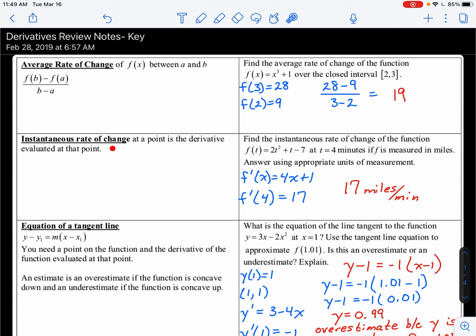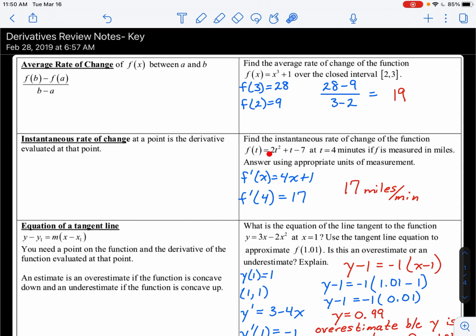Now the instantaneous rate of change, of course this is our derivative, is the derivative evaluated at that point. So if we're given a function, f of t is 2t squared plus t minus 7, we want to find the instantaneous rate of change at a time of 4, let's find the derivative of the function.